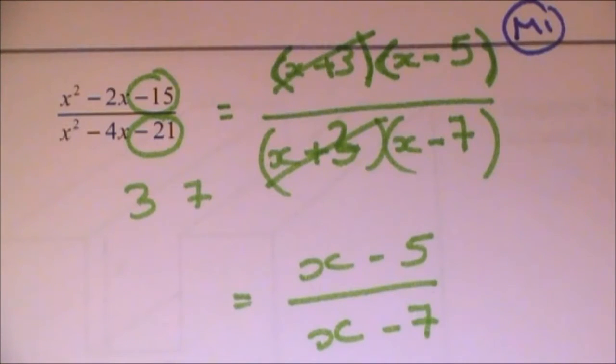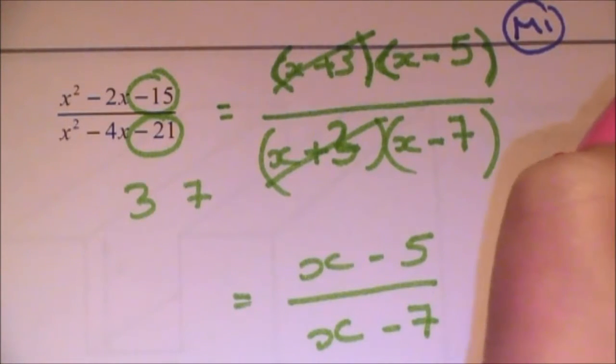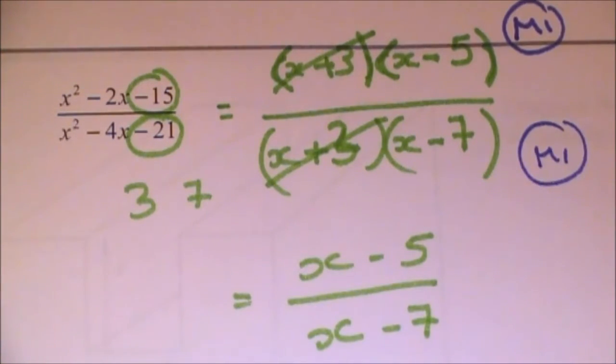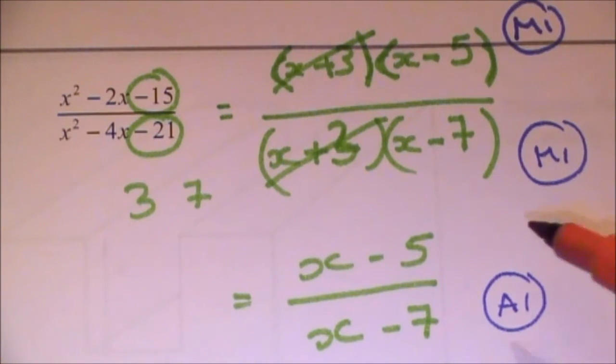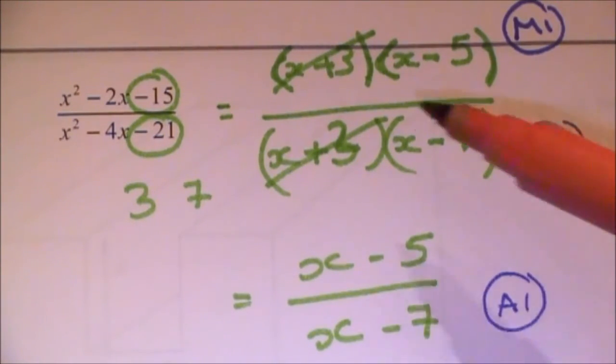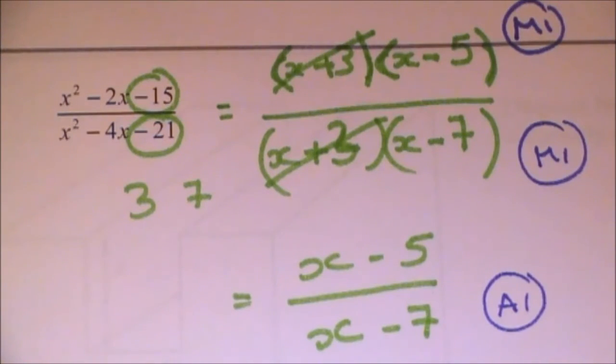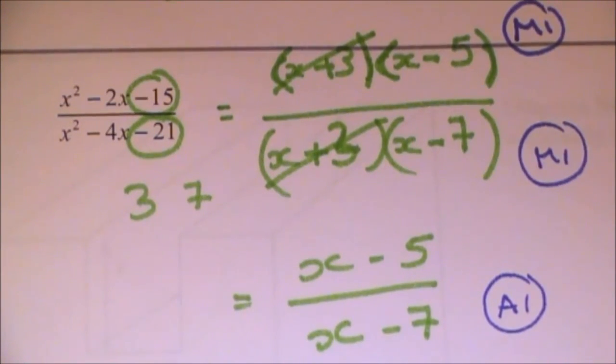You need to get 1 mark then for factorising the denominator, and you get your A mark for getting the answer right. Now, in order to pick up the method marks up here, you have to have at least one of the brackets correct, okay? But it's always worth attempting.